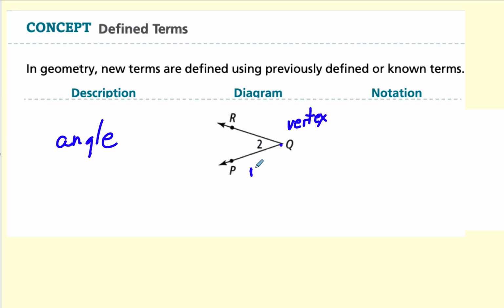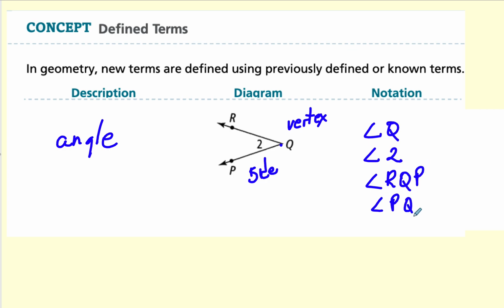And then one side of the angle is called a side, and the other one is called a side, and these sides are rays. So how do we write it in a sentence? Well, we write the angle symbol, angle, and you can label it with the vertex, angle Q. You could also label it with a number inside, and so that number inside says look over here at angle 2. The other way to label it is with 3 letters, making sure that the middle letter is the vertex, and it doesn't matter if you do it in reverse, but make sure the vertex is in the middle. So these are the 4 ways to label an angle.